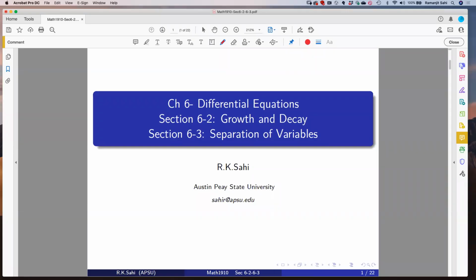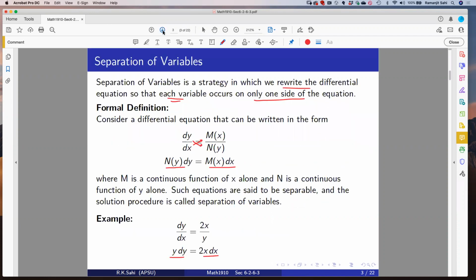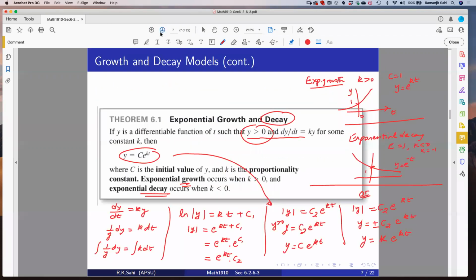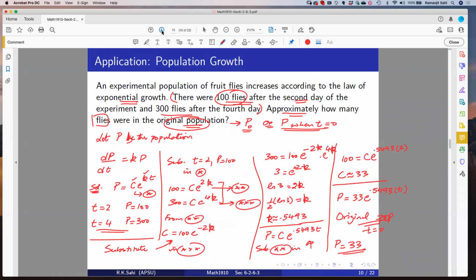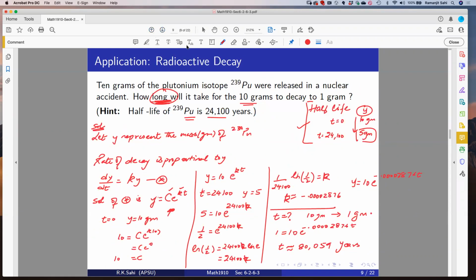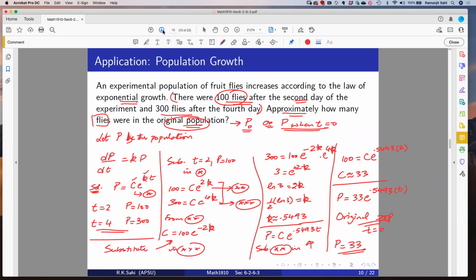Hello, everyone. Continuing on our problems related to growth and decay and separation of variables. In my last video, we talked about the exponential growth and decay model. And then we talked about Newton's law of cooling. So we looked at problems of population growth and radioactive decay.